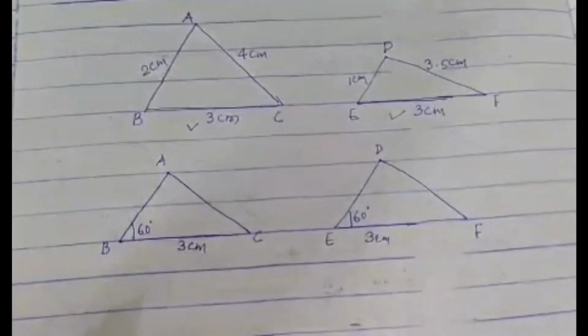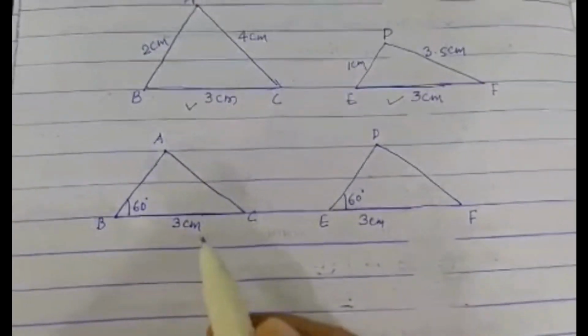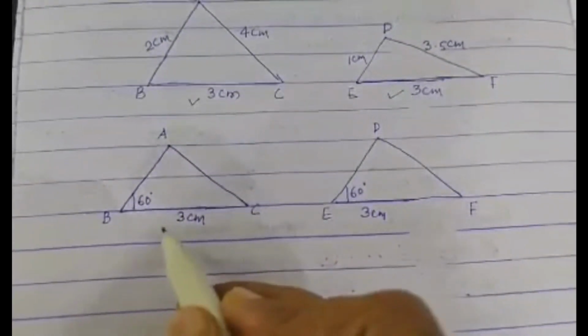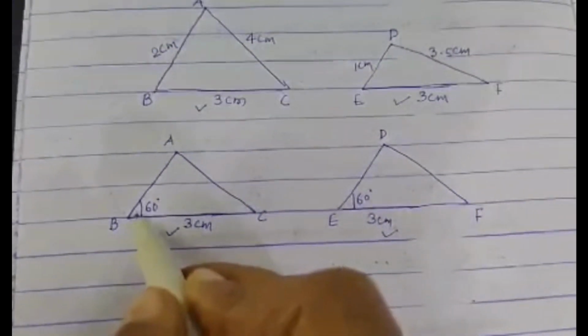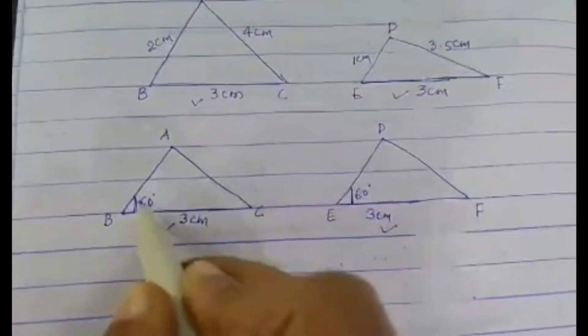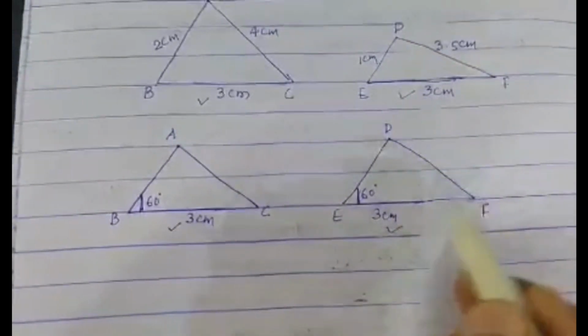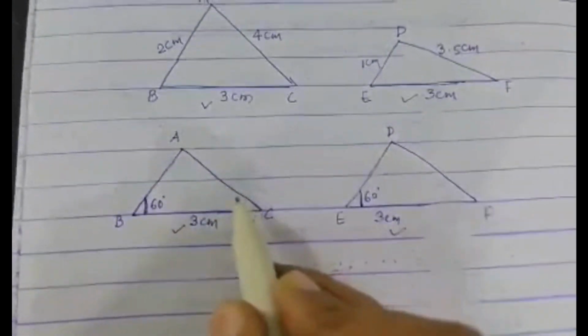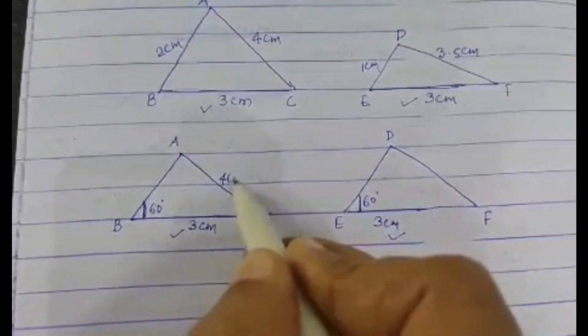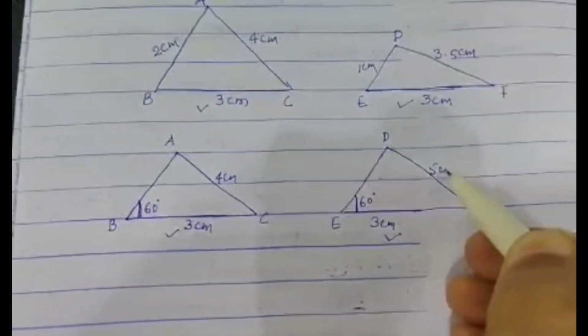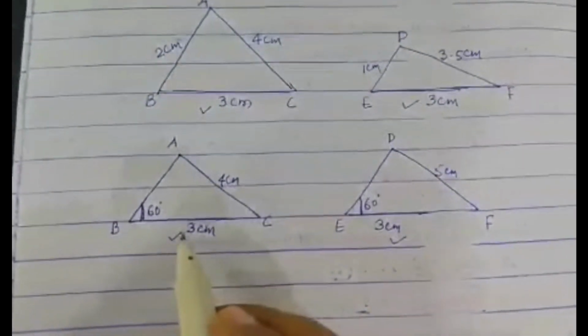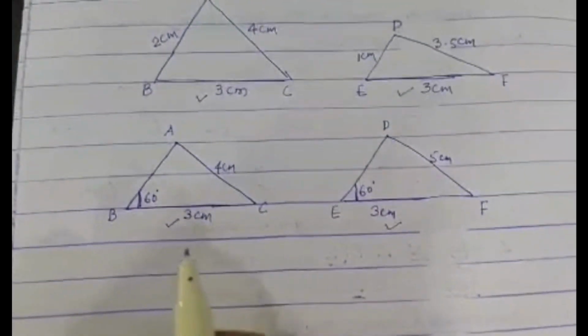So if you observe, you can find that this is also not going to be congruent. If one side is equal and one angle is equal, then also it is not congruent, because this side can vary, this side may vary. If this is here 4 centimeter, it may happen here 5 centimeter. Alright, so this is also not equal, not congruent.